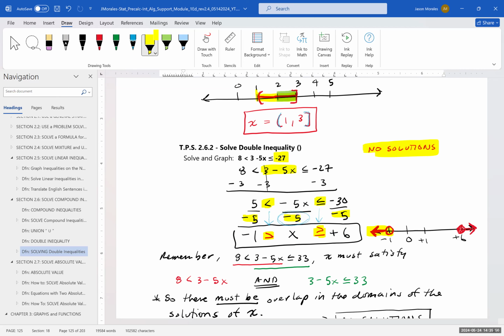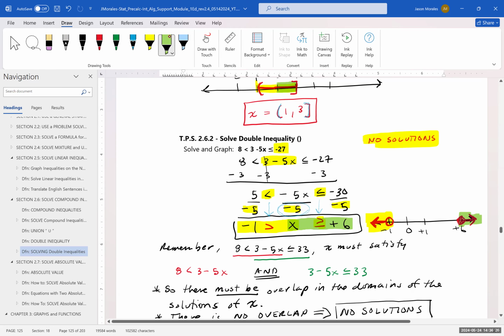So when we read this from the inside out to make our number line, we have x is less than negative 1. Here's negative 1 on the number line, and we have values of x less than that. And then we've got x greater than or equal to 6. So here we've got 6, and values greater than 6 will be to the right, and including it is going to be a solid dot.